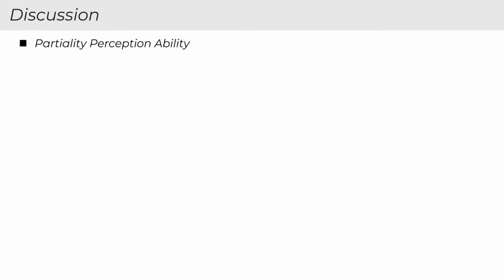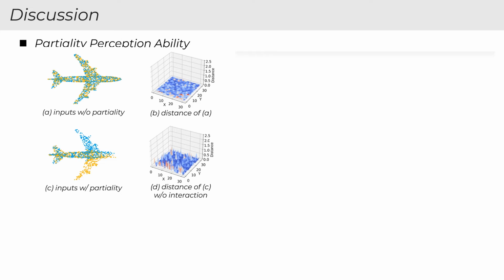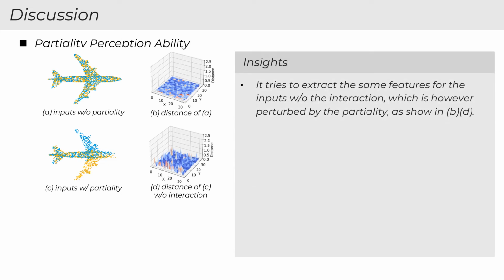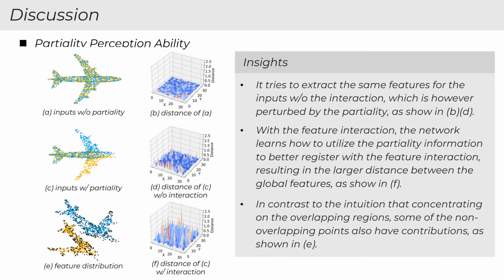To explore the partiality perceptual ability of our method, we first calculate the distances between the global features of the inputs in three cases. Without interaction, it tries to extract the same features for the inputs, which is however perturbed by the partiality, as shown in B, D. With the feature interaction, the network learns how to utilize the partiality information to better register, resulting in a larger distance between the global features, as shown in F. In contrast to the intuition of concentrating on the overlapping regions, some of the non-overlapping points also have contributions, as shown in E.